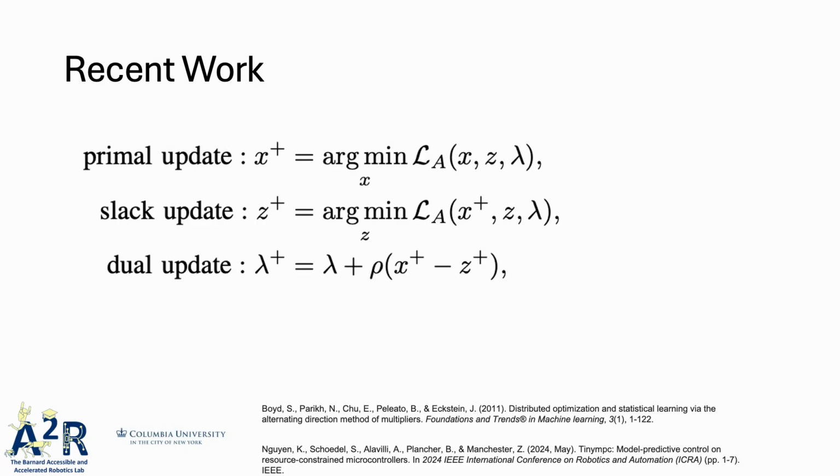The ADMM algorithm breaks down our optimization problem into 3 steps. The most computationally intensive of these is the primal update, which involves solving a linear system. Previous work on TinyMPC shows that the primal update becomes an equality constrained QP with the same structure as a standard LQR problem, which can be solved via Riccati recursion.